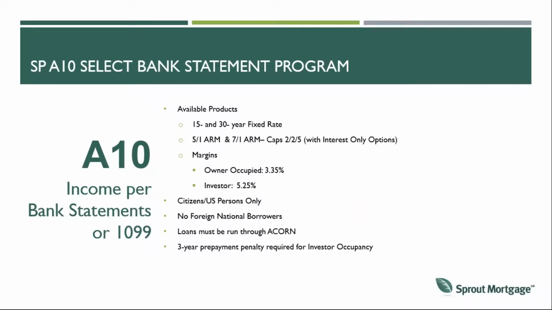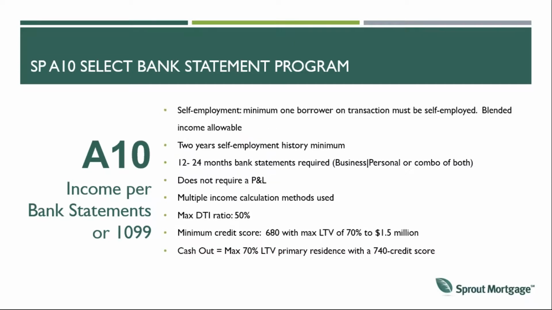All right, so the product parameters of the A10 program. We offer 15 and 30-year terms as well as ARM terms. This program is available to U.S. citizens only. There's no foreign national borrowers on this program, so citizens and U.S. persons only. Loans must be run through Acorn, and there's a 3-year prepayment penalty required for investor occupancy.